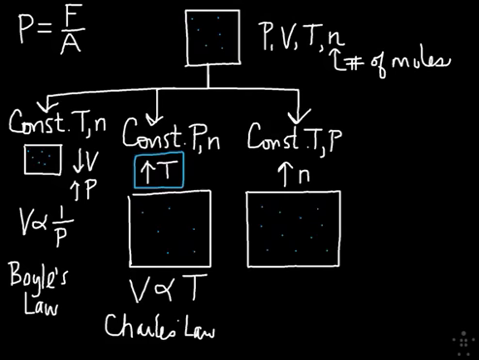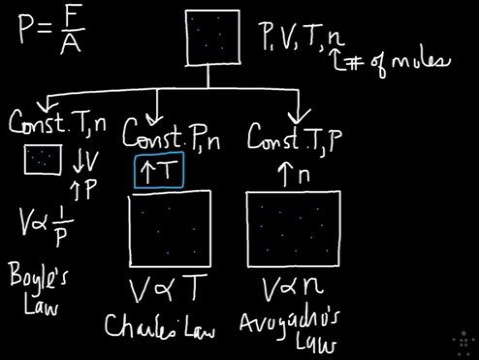We've increased the number of moles of gas in there, and again, we've got more collisions with the side of the container, so it's going to push the walls of the container out. We're going to see an increase in the volume. So volume is directly proportional to the number of moles, and this is what we call Avogadro's law, or sometimes it's called the Gay-Lussac law, depending on which historical experiment you're looking at.